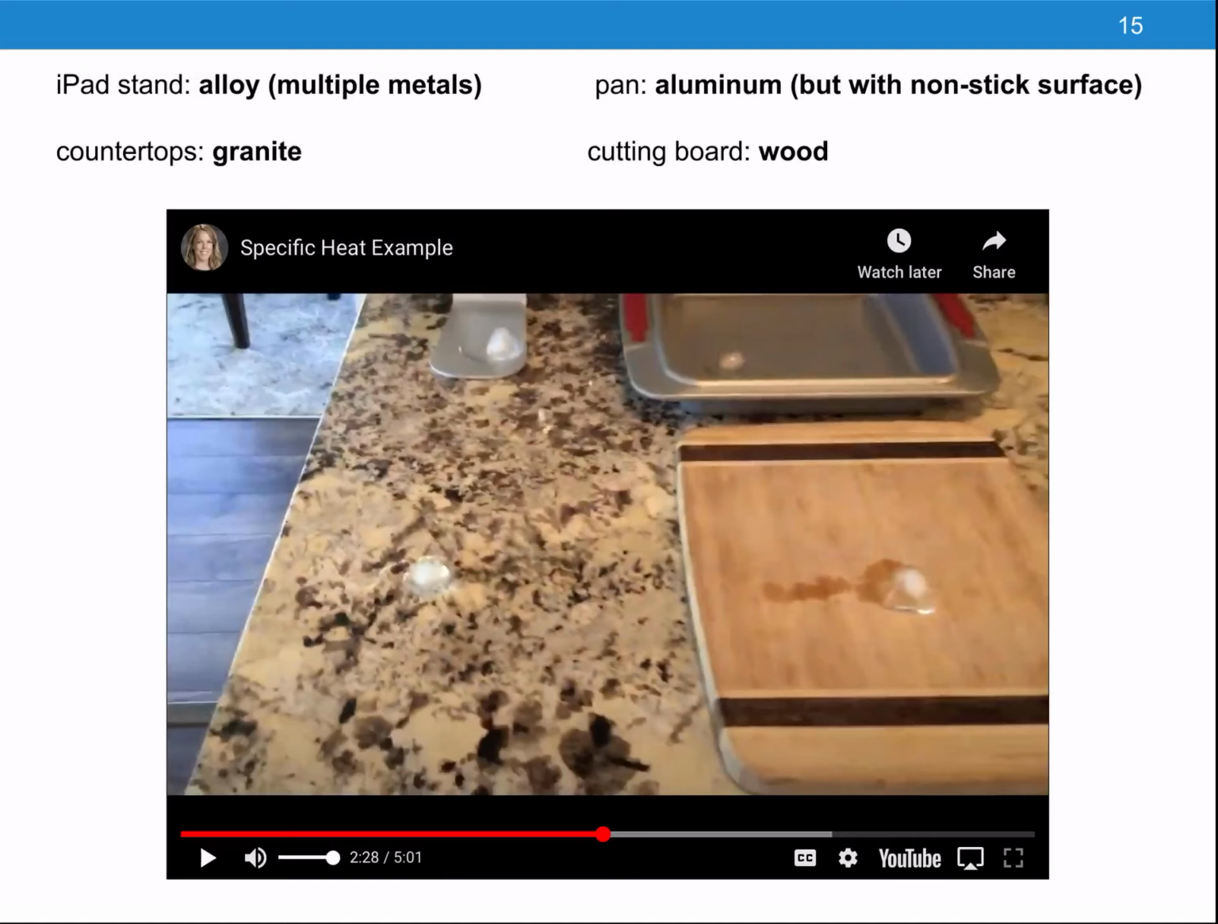And at the top, as you guys can see, I outlined the different substances that each of these were made up of. So the only thing that I personally am unsure about is that non-stick surface on the aluminum pan. But we'll get back to that later.